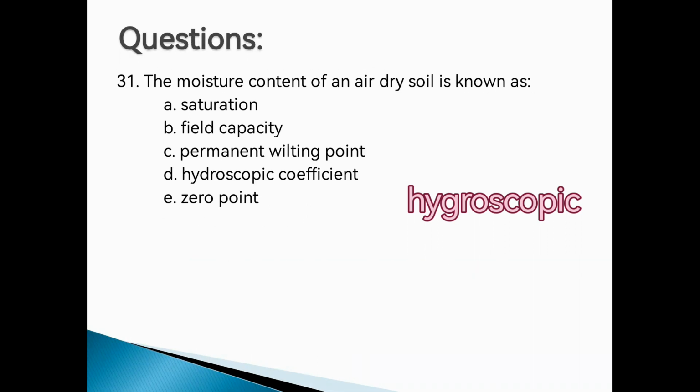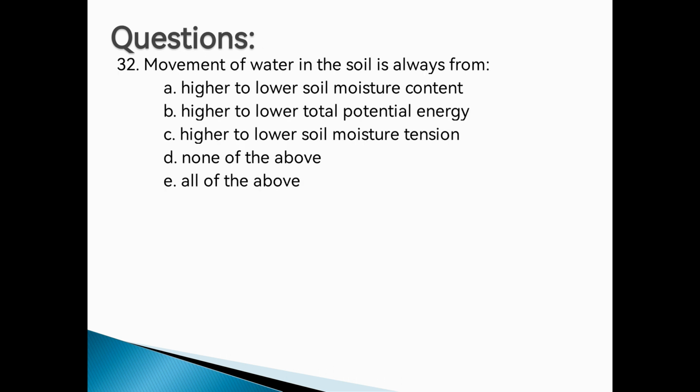Number 31. The moisture content of an air-dry soil is known as: A. Saturation. B. Field capacity. C. Permanent wilting point. D. Hygroscopic coefficient. E. Zero point. The correct answer is D. Hygroscopic coefficient.